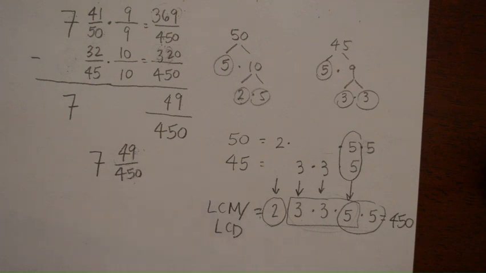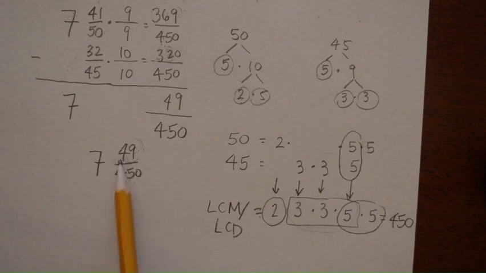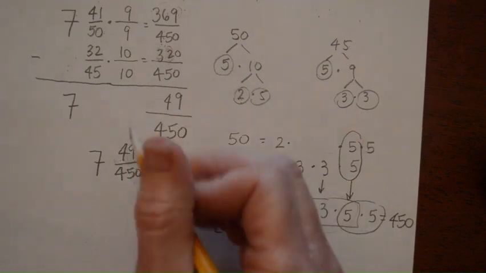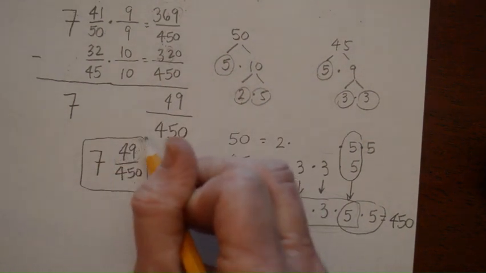So, does 2 go into 49? Well, no, it can't, because the last digit, the ones digit, is not an even number. Does 3 go into 49? Well, let me add them together. 9 plus 4 is 13. 13 is not divisible by 3, so 3 does not go into 49. And then 5, does 5 go into 49? Nope. It has to end in either a 0 or a 5, and it does not. Okay, so then that is fully reduced, and we're done.